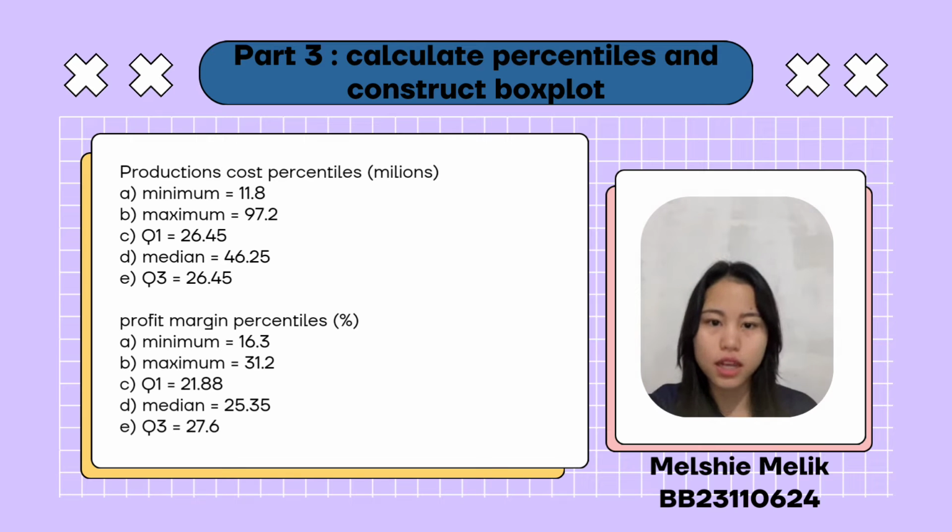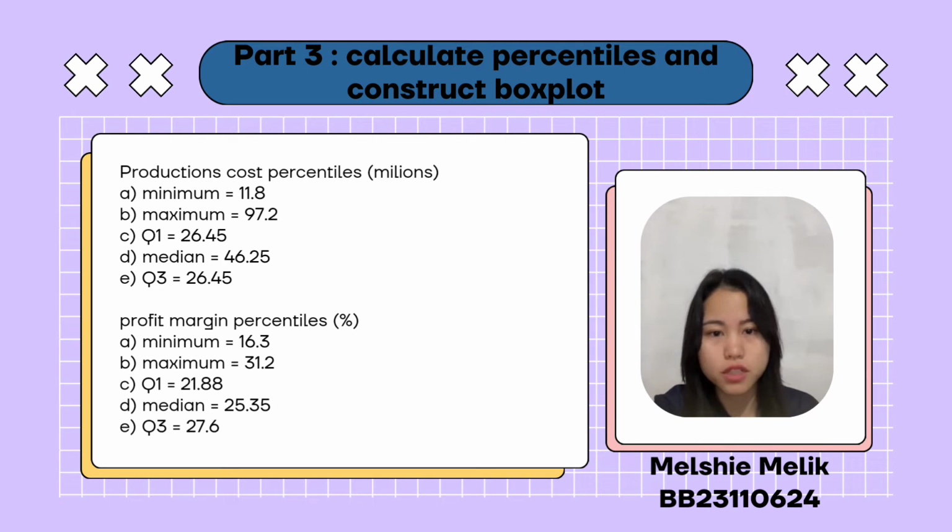The third quartile is the value at the 75th percentile, separating the highest 25% of data. As we can see in the slide, I already calculated the necessary data to find the production cost percentiles and the profit margin percentiles. For the production cost percentiles, the minimum value is 11.8 and the maximum value is 97.2. The values for quartile 1 and quartile 3 are the same, which is 26.45, while the median is 46.25.